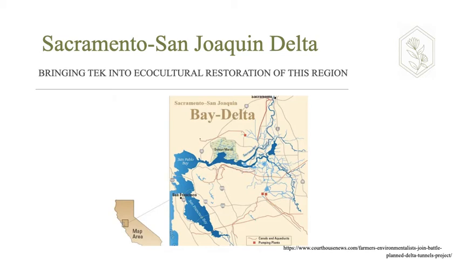And it's really struggling because of the management style that has really only focused on Western ecological knowledge and not taking into account anything that Native Americans used to do and how they managed the land for thousands of years before we even got here. So these researchers wanted to look at how traditional ecological knowledge could be brought into the restoration plans of this area, because what they were doing was failing and they needed a way to turn it around.